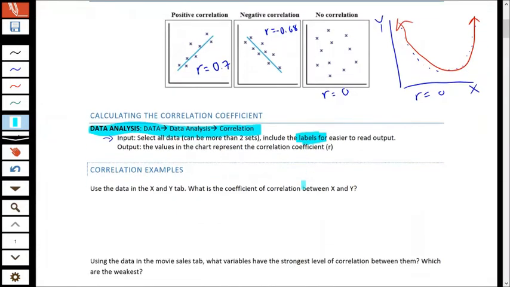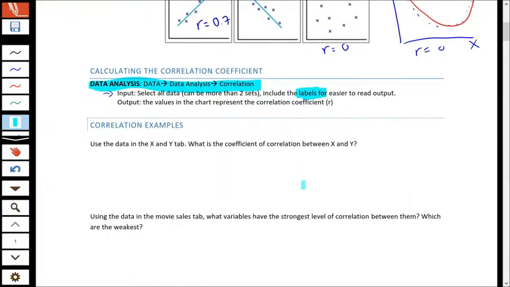For the first one here, it's just a simple one. There's only two variables. So use the data in the X and Y tab. What is the coefficient of correlation between X and Y? So we're looking for that R between the variables of X and Y. And we're going to run this in Excel.